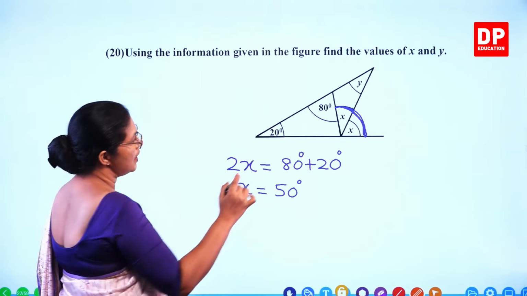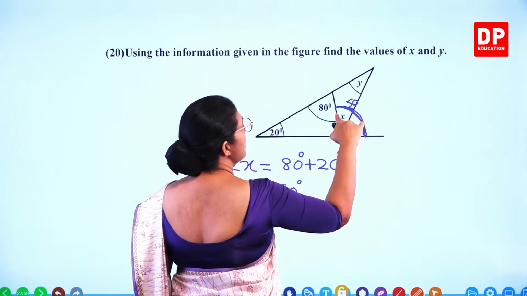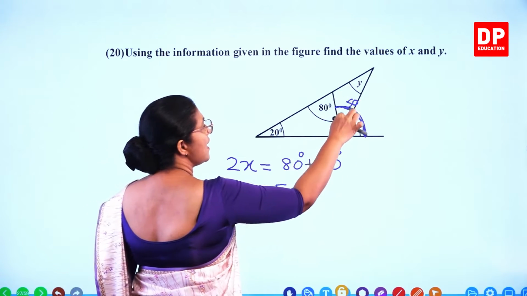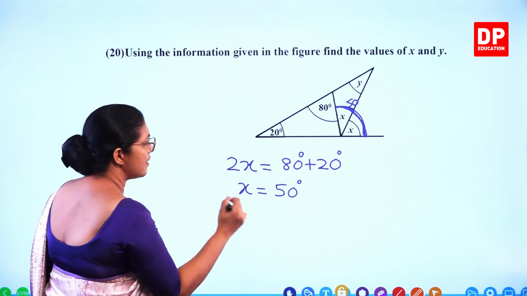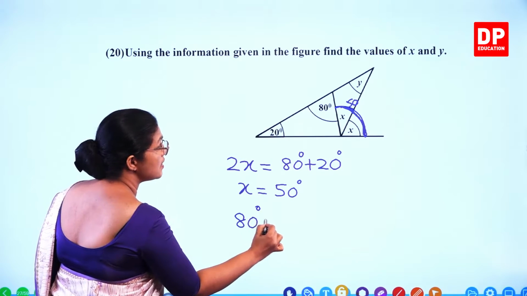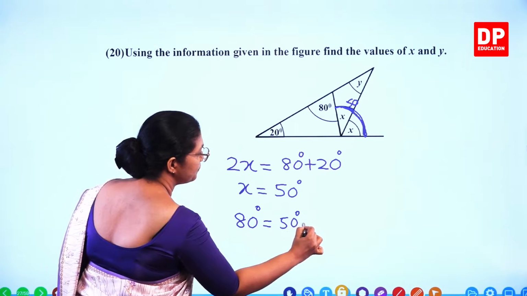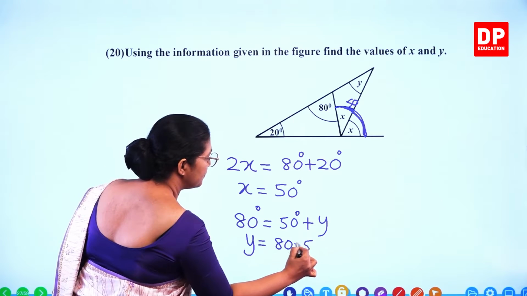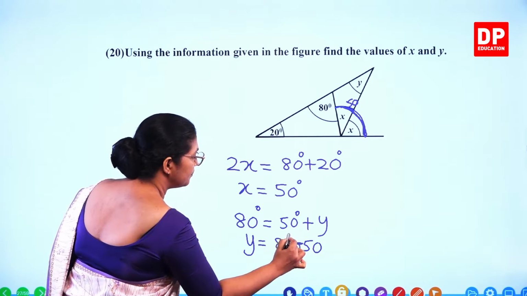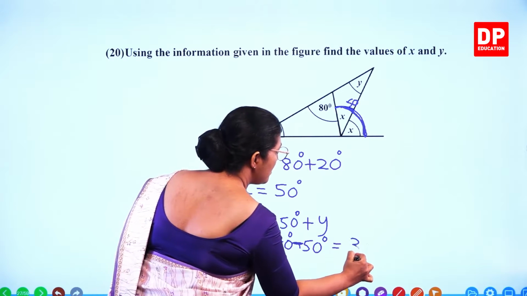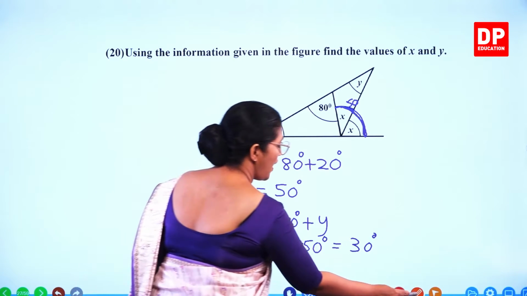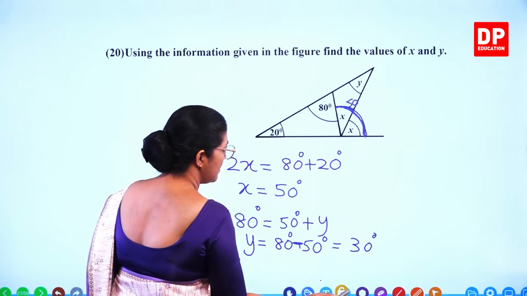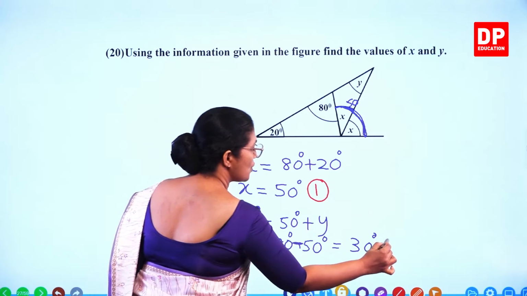After you get 50 here, can you see these two angles are interior angles and this is the exterior angle. So you can write down 80 equals 50 plus y. So what's the y value? 80 minus 50. That's 30 degrees. So x equals 50, y equals 30 degrees. Also 1 mark each.